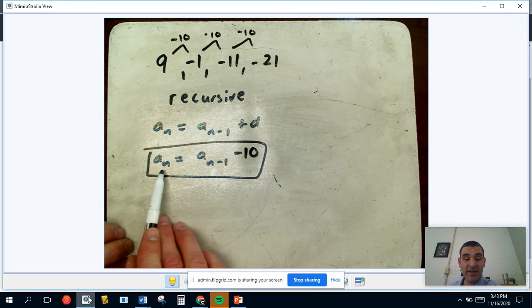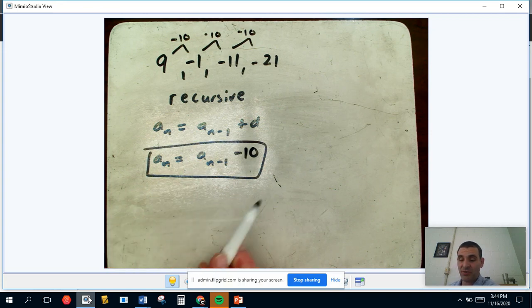To get to your term of interest or your current term, you take the previous term and you subtract 10 from it. Okay. Recursive and explicit rules.